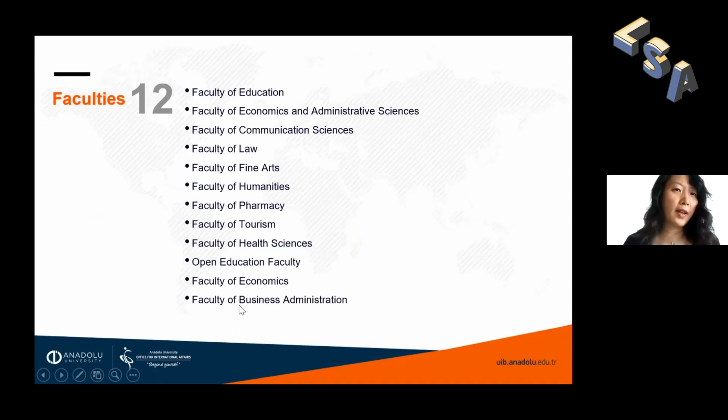Here they are, the faculties. There are 12 faculties. As we can see, the top 9 are education, economics and administrative science, communication science, law, fine arts, humanities, pharmacy, tourism, health sciences. These are on-campus students, giving on-campus education. And these next 3, open education faculty, faculty of economics, and faculty of business administration, are distance education. So only these 3 faculties host about 1 million students.